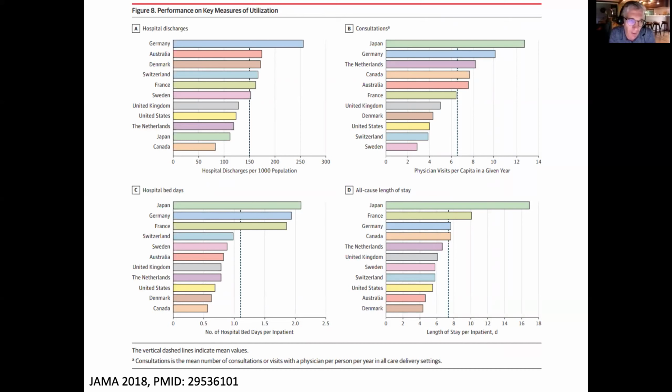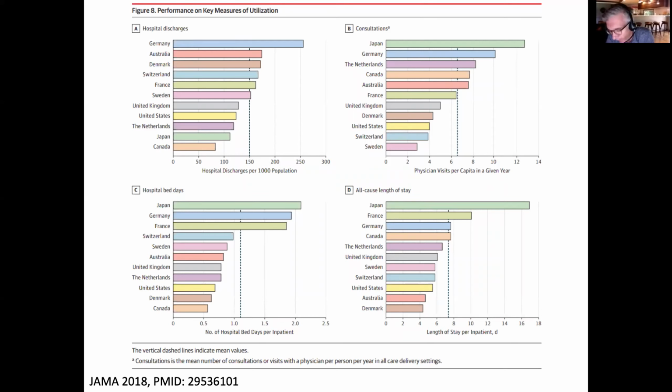So in hospital discharges, again, you see the mean denoted. I'm looking at the upper left part of your figure here. The mean is denoted by the vertical dashed line. We are far, far below average in terms of hospital discharges per year compared to peer countries. We are in the bottom third in hospital bed days on the lower left part of the screen. We're in the bottom third in all-cause length of stay in the hospital, lower right part of your screen, and we're in the bottom third in consultations.